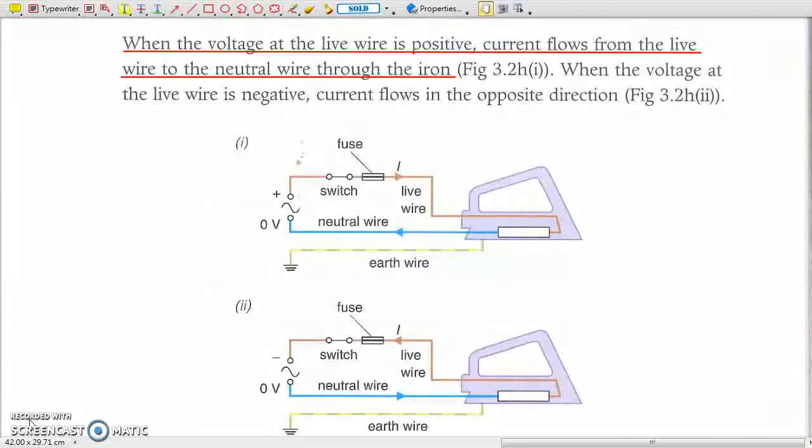When the live is positive, current flows from live through the appliance and back to the neutral. When the live is negative, on the other hand, the current flows from neutral through the appliance and back to the live.